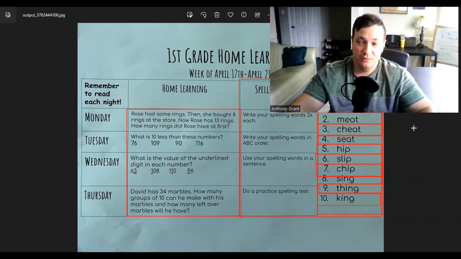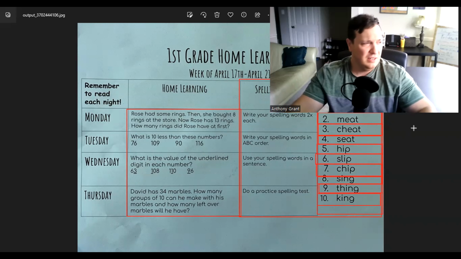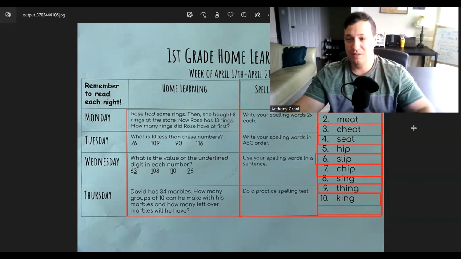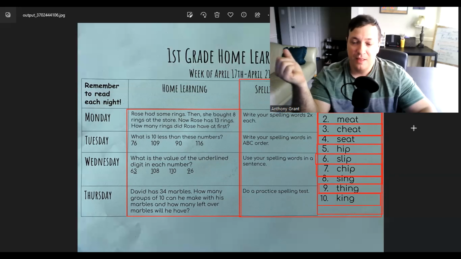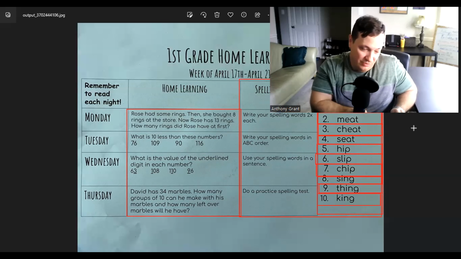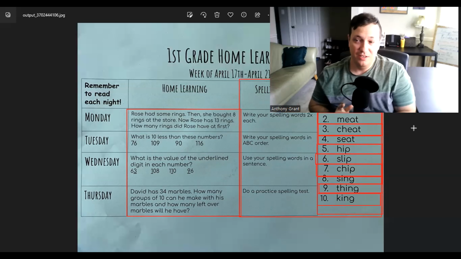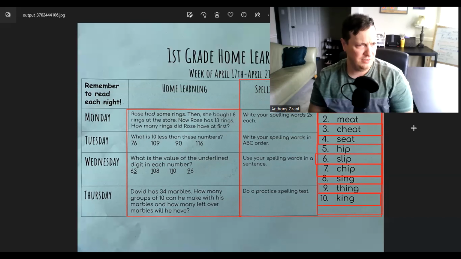Okay, next is meat. What is meat? It's animal flesh, I guess is the easiest way to say it. So I like meat on my sandwich. Next we have cheat. Actually, explaining this word is kind of hard, isn't it? So if you're taking a test and you peek into your book to try to get the answer to the question, that's cheating. So did he cheat on his test?